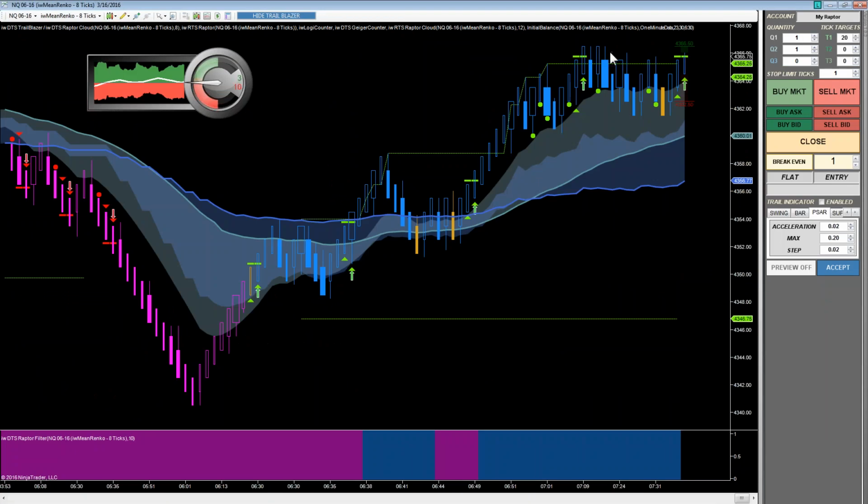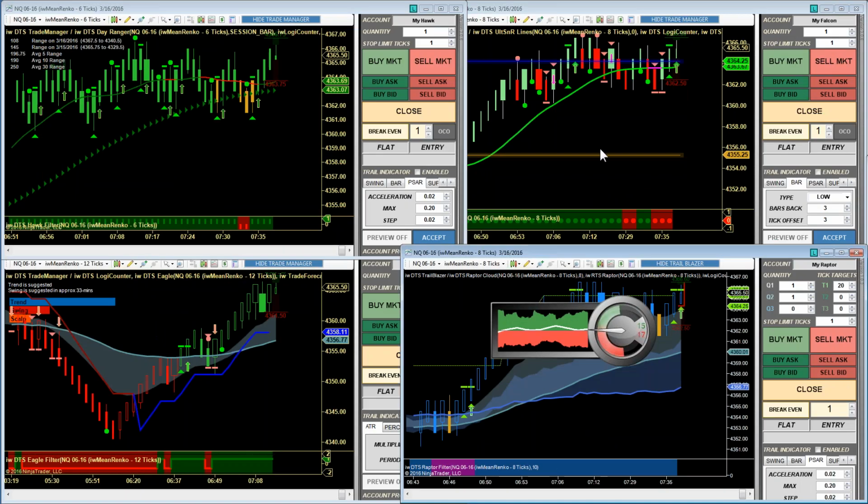We're producing some signals here on the Raptor near the high. Again, it's just a basic signal out of the cloud. It's not really one of what I would consider our high probability signals. The market still owes me a retest of the low, but I don't know. Seems reluctant to give it to me.